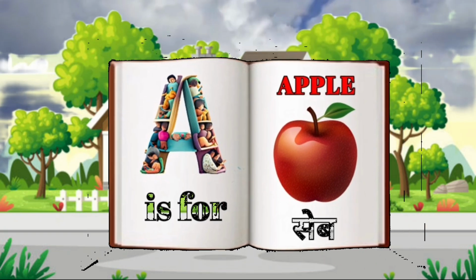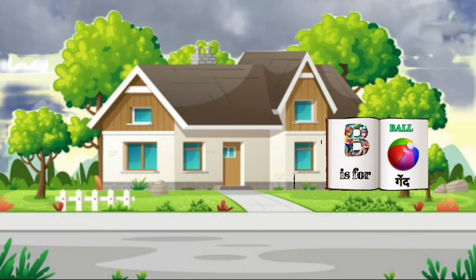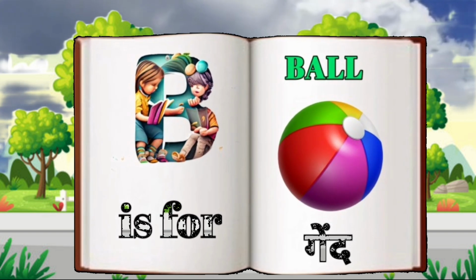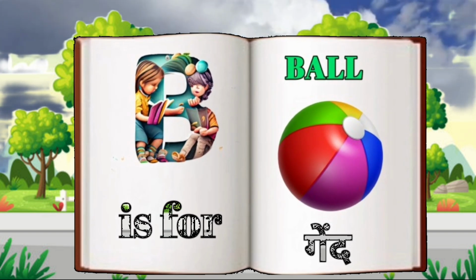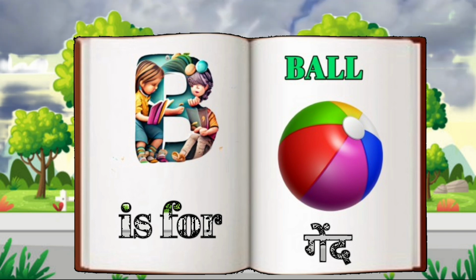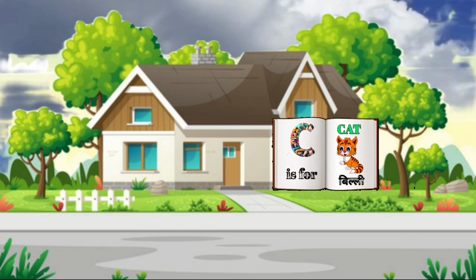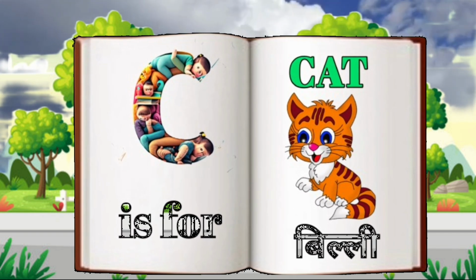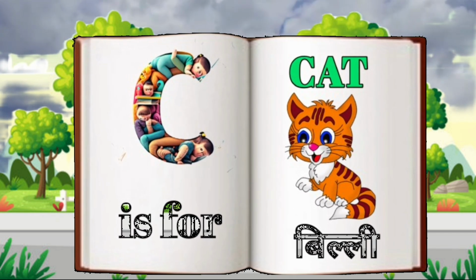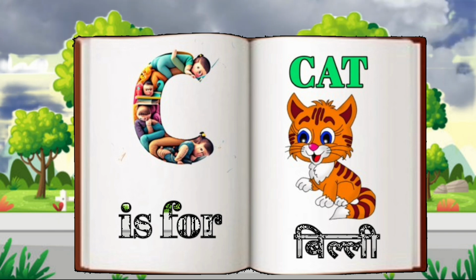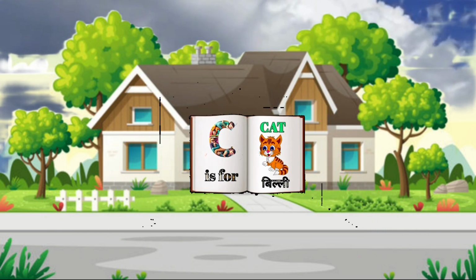A is for apple. Apple means save. B is for ball. Ball means gend. C is for cat. Cat means billy.